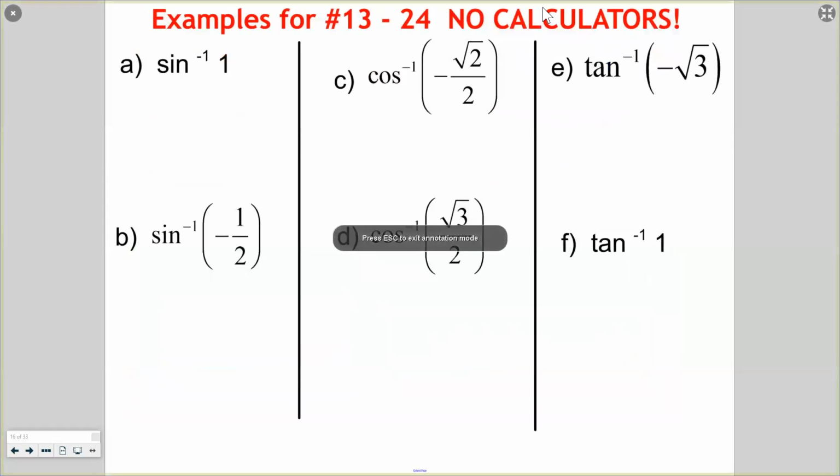Okay, so inverse sine of 1. Remember, inverse sine is going to give us an angle in either the first or the fourth quadrant. So use your unit circle, figure out where we see a sine value that is +1 on the unit circle in the first or the fourth quadrant. There's only one place. If you're getting multiple answers, something's going wrong.